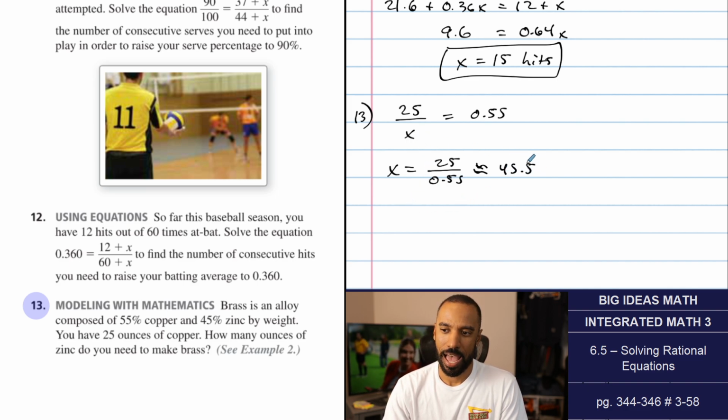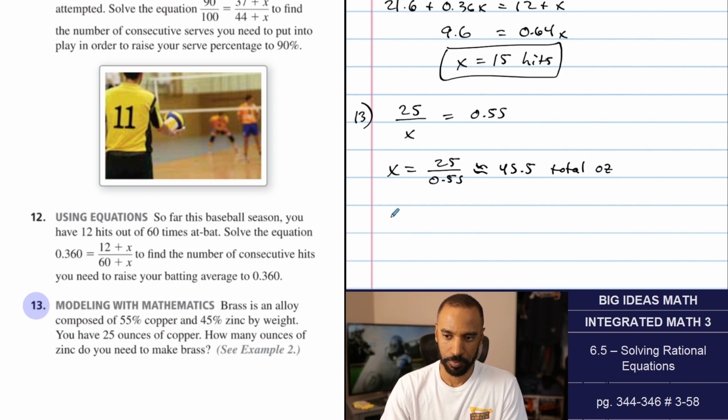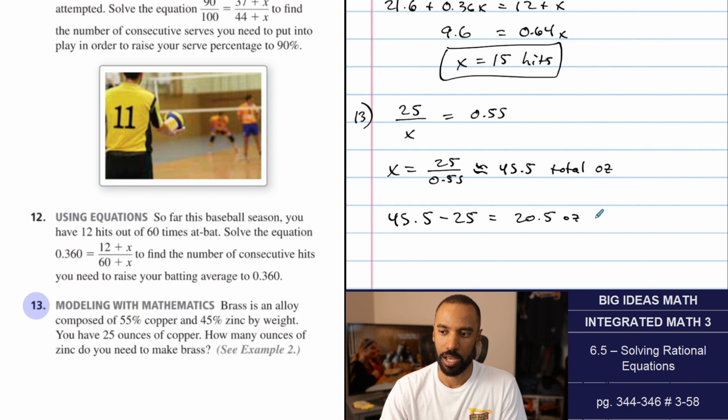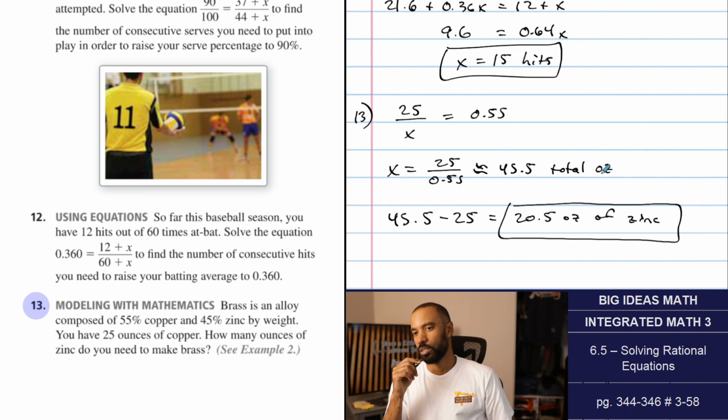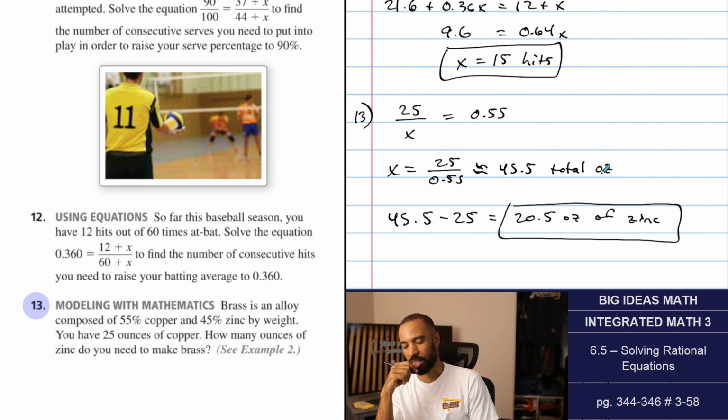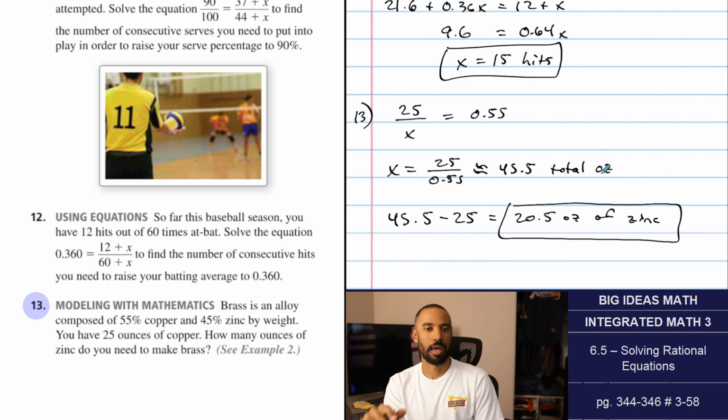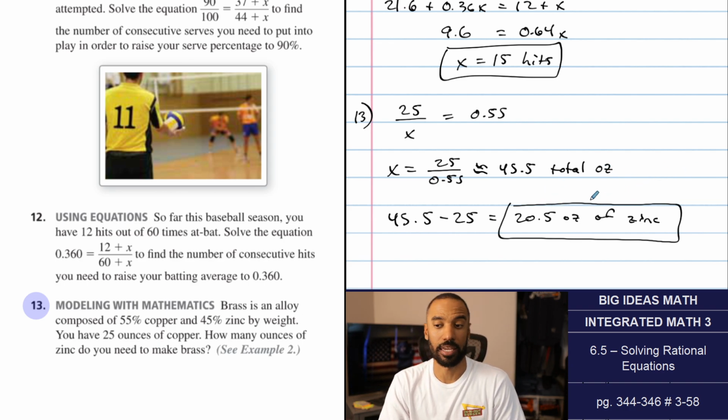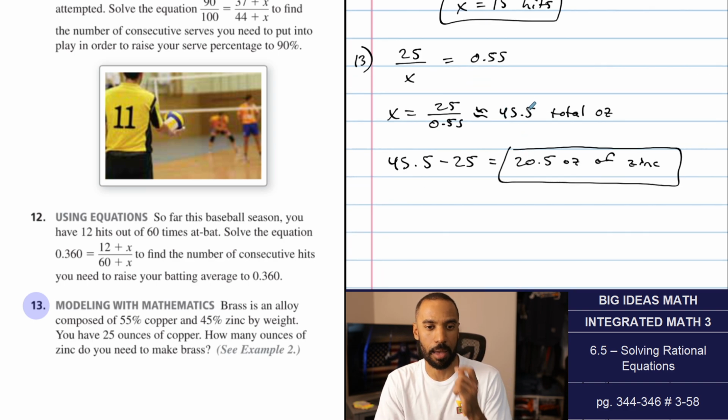So if I have 45.5 total ounces of brass, 45.5 minus 25 will end up being this answer, which is 20.5 ounces of zinc. That's how much is needed. That being said, what I could have done... I don't know. I'm just going to leave it like that. That is the answer there. That gets you 55% of one and 45% of the other. You just need a certain total to make that happen.